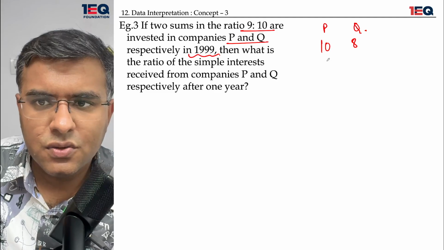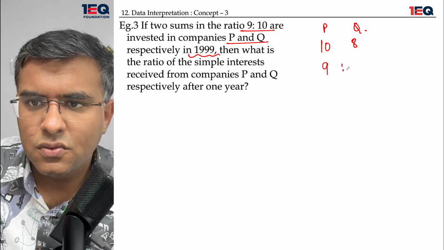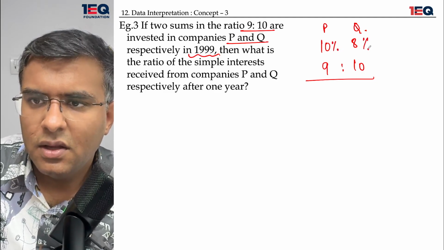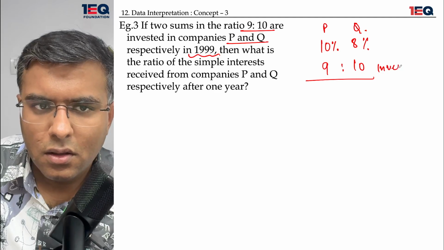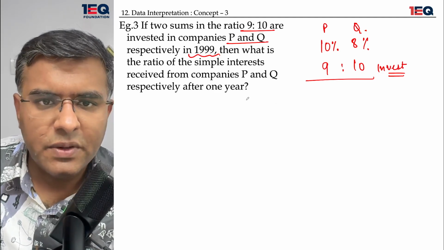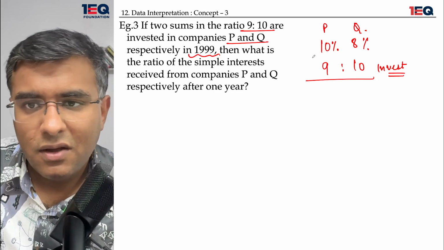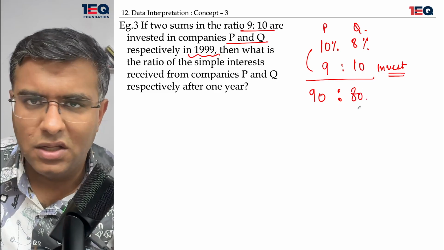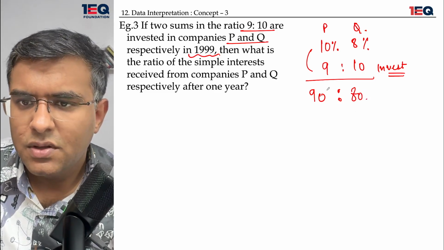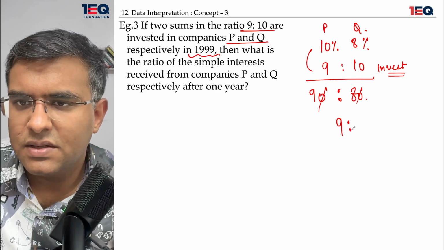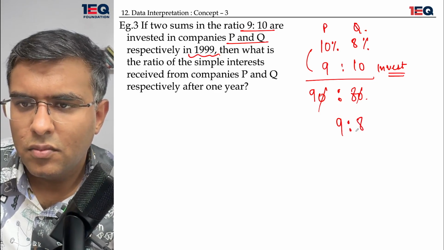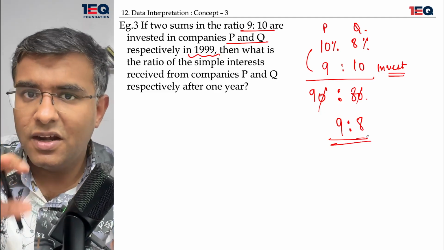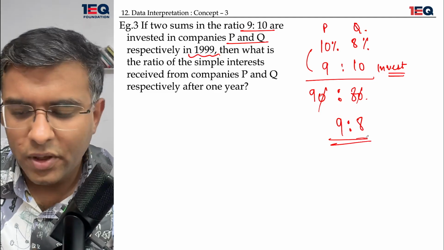Then the ratios are 9 is to 10. These are the percentage returns which I am getting, and these are the investments. Now it's asking me the simple interest ratio. For simple interest ratio, I'll simply multiply them: 90 is to 80. So both of them are gone, and my final answer is 9 is to 8. Try to understand how simple things are. You just need to read properly and read between the lines. Okay, moving on.